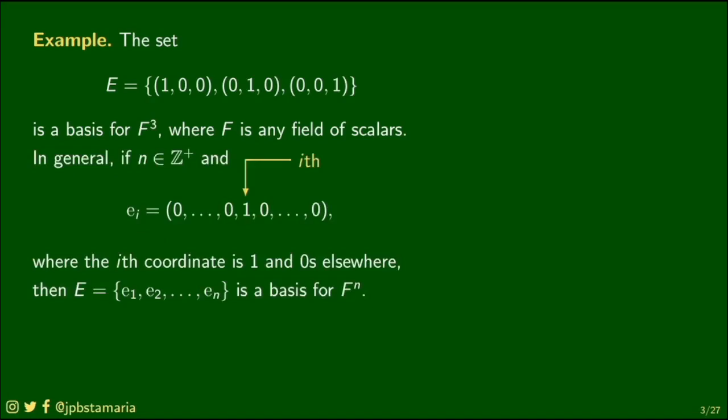More generally, let n be any positive integer, and let e_i denote the n-vector with all zeros as coordinates except for a 1 on the i-th coordinate. The collection of vectors e_1, e_2, e_3, and so on up to e_n forms a basis for F^n. This basis for F^n is sometimes called the standard basis for F^n. You will see this later.